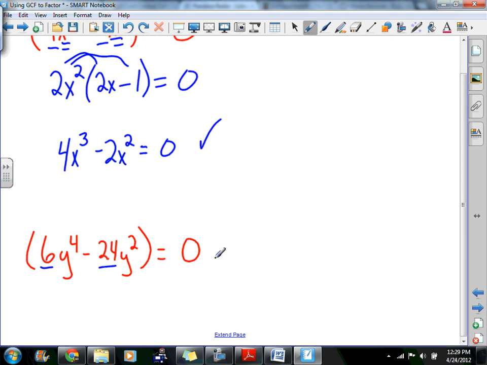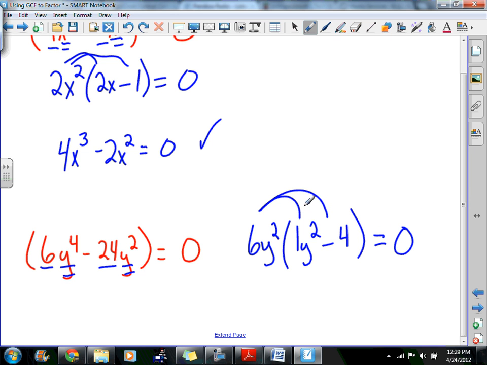Now on the bottom, I look at 6 and 24. Greatest factor here is going to be 6. I look at y to the 4th, and I look at y squared. The greatest factor there is y squared. So then, here I'm left with 1 y squared, or just y squared. And here I'm left with 4 with no y squareds. And I go back in to check my work. 6y to the 4th minus 24y squared equals 0. That's what I started with. So we're good.